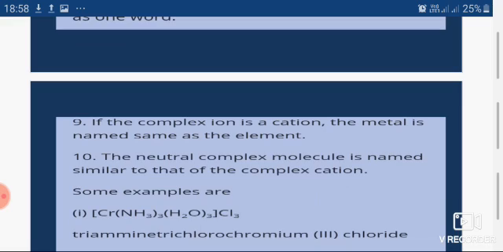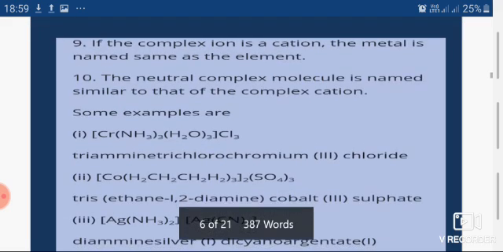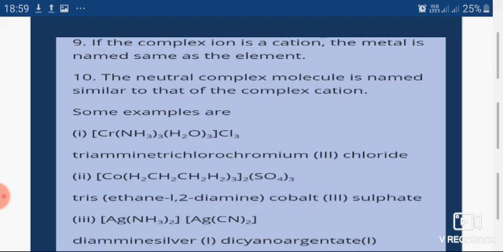The next is, if the complex is a cation, the metal is named same as the element. See, as we have seen in case of anionic complexes, the name of the complex ends with ate, but in case of positively charged complexes or cationic complexes, the name should be the same as that of the metal name. Okay, the next is the neutral complex molecule is named similar to that of the complex cation. Also, the name of a neutral complex is similar to that of the metal. Okay, there is no need to add any suffix.